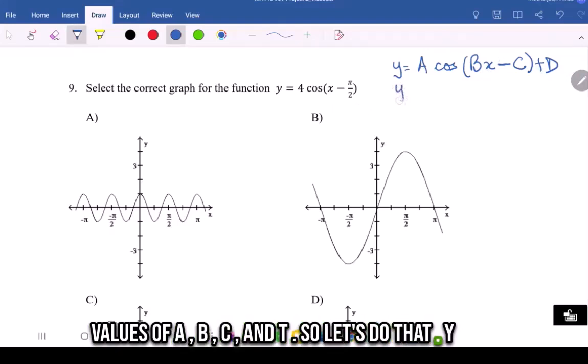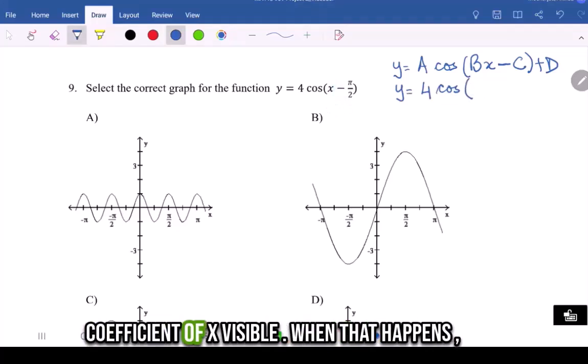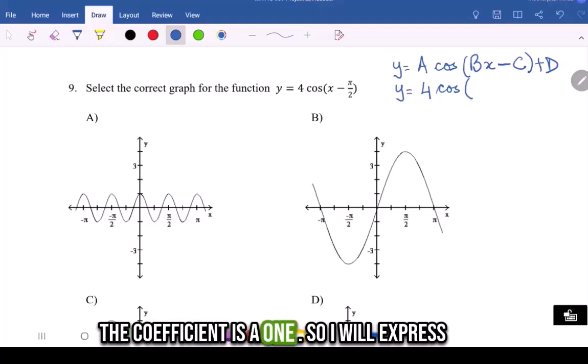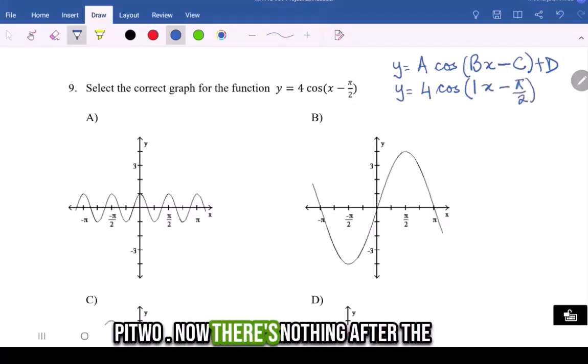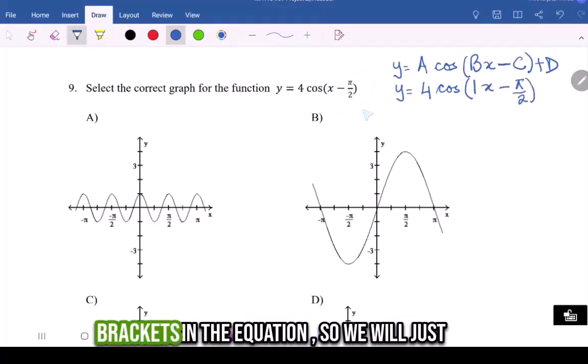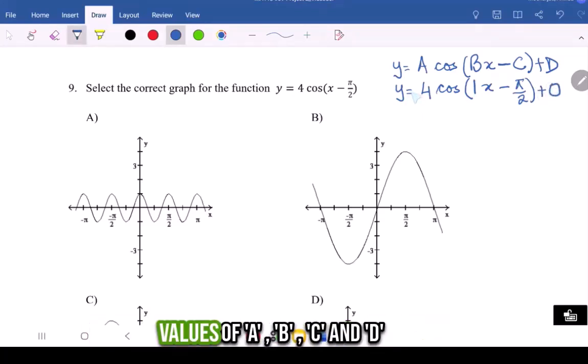So let's do that. Y equals 4 times cos of, now there's no coefficient of x visible. When that happens, the coefficient is a 1. So I will express the coefficient of x as 1 times x minus pi over 2. Now there's nothing after the brackets in the equation, so we will just write it as plus 0. Now let's identify the values of a, b, c, and d.